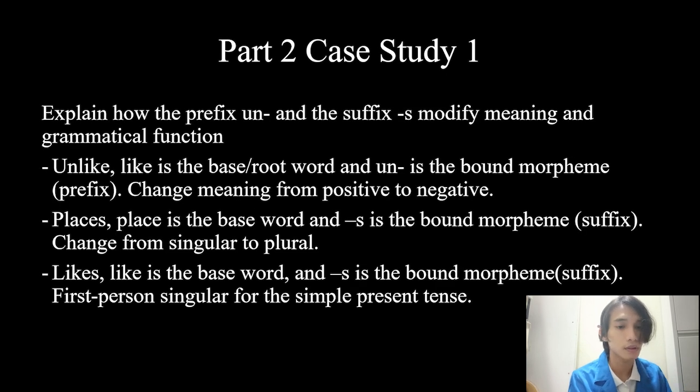Then explain how the prefix "un" and the suffix "s" modify meaning and grammatical function. Unlike: like is the base root word, and "un" is the bound morpheme prefix. It changes meaning from positive to negative. Then the second is places. Place is the base word, and "s" is the bound morpheme suffix. It changes from singular to plural. Then the third one, like is the base word or root word, and "s" is the bound morpheme suffix. It marks the third person singular for the simple present tense.